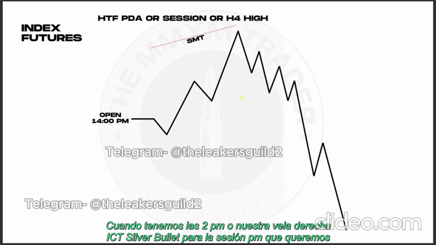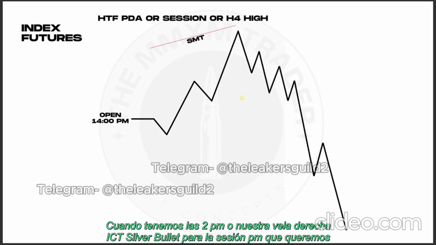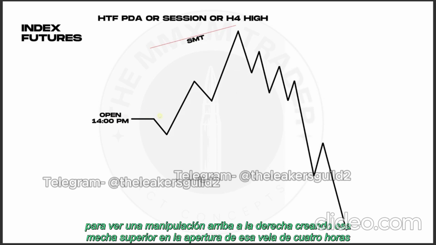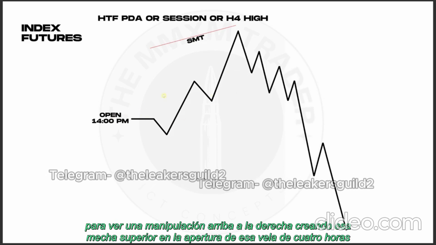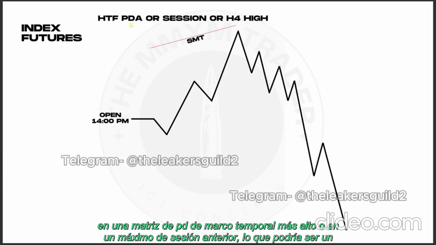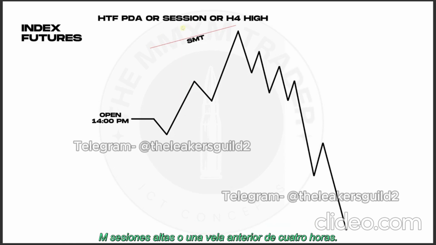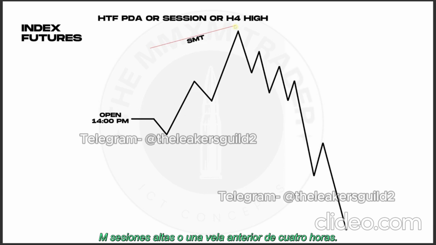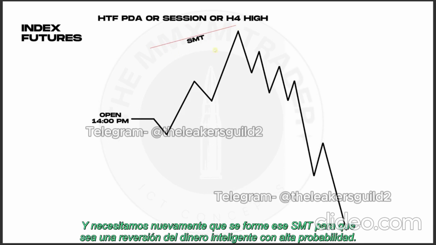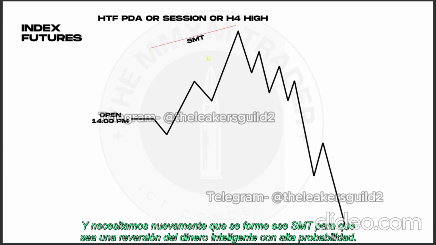When we got a 2 p.m. 4-hour candle, right, ICT silver bullet for the PM session, we want to see a manipulation up, right, creating that upper wick on that 4-hour candle opening into either a higher time frame PDRA or a previous session high, which could be AM session's high, or a previous 4-hour candle high. And we need that SMT to form to make it a high probable smart money reversal.